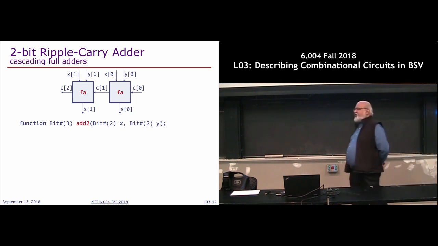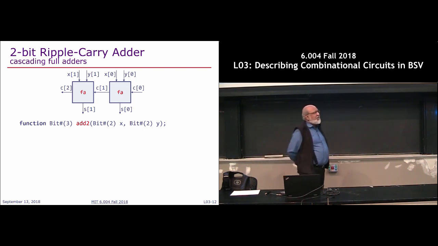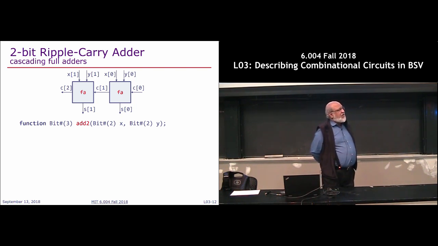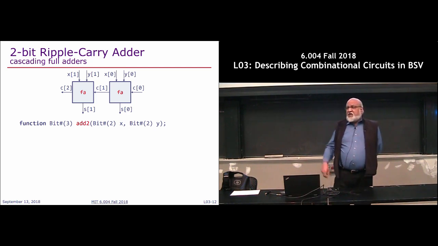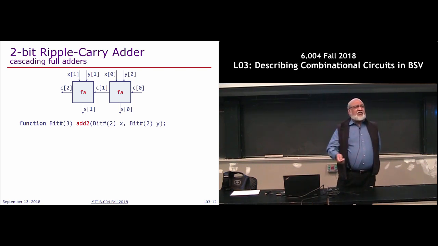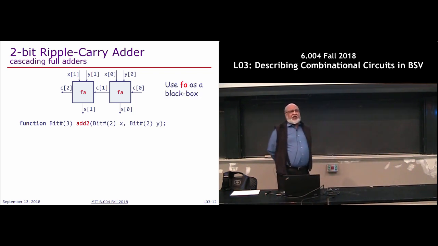Okay, so now we are ready to build a 2-bit ripple carry adder. We want to cascade these things. We want to take a full adder, connected to another full adder. Picture-wise, all of you see it. Immediately, we can write down the signature of this function: it's going to take x and y, which are 2 bits wide, right? And what does it return? A 3-bit quantity: a 2-bit sum quantity, and a carry bit is being returned. Okay, and now we're going to use FA as a black box. So who's going to string it together for me?